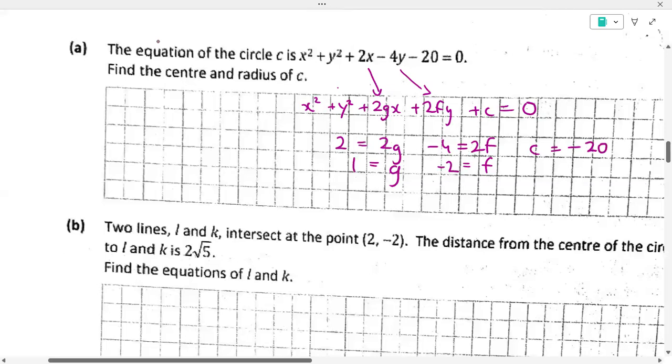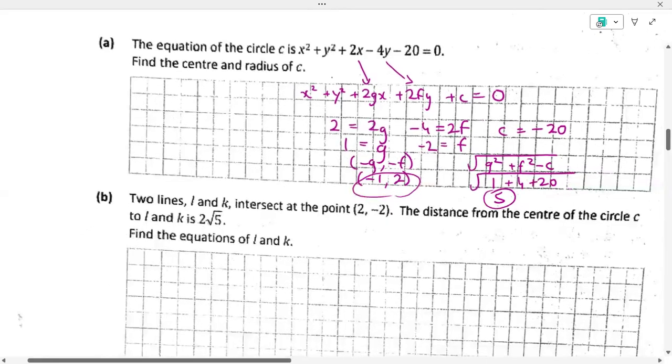So if I'm looking for the center, it is (-g, -f). So that's (-1, 2). So (-1, 2) is the center. The radius is √(g² + f² - c). Again, on page 19 of the table, square g and you get 1, square -2 and you get 4, minus -20, so that's plus 20. So this ends up being 5 as well. So that's your center, that's your radius, and I gave 5 marks to that.